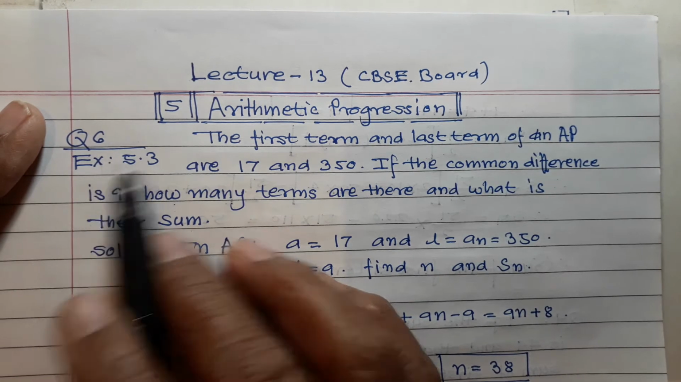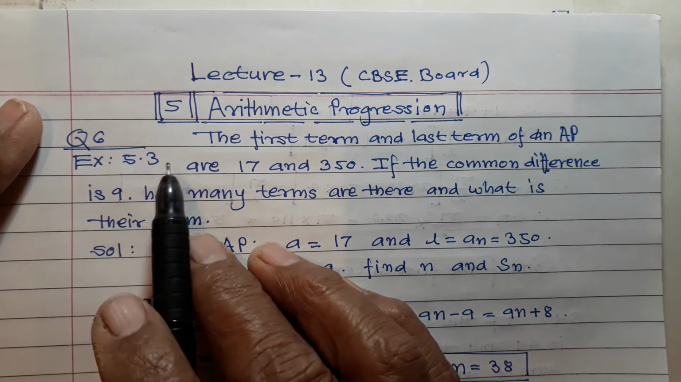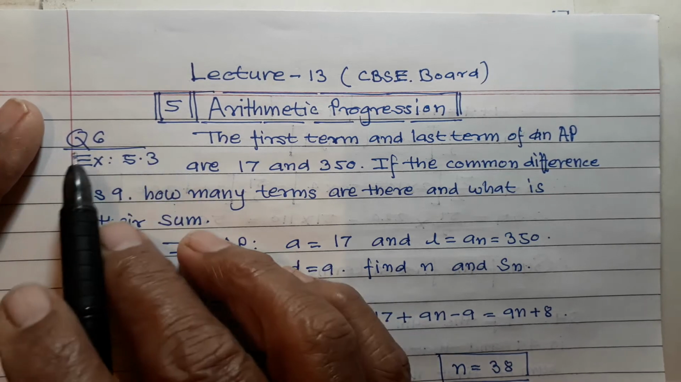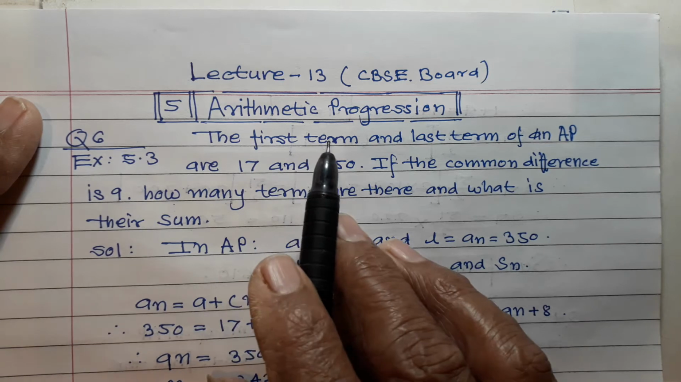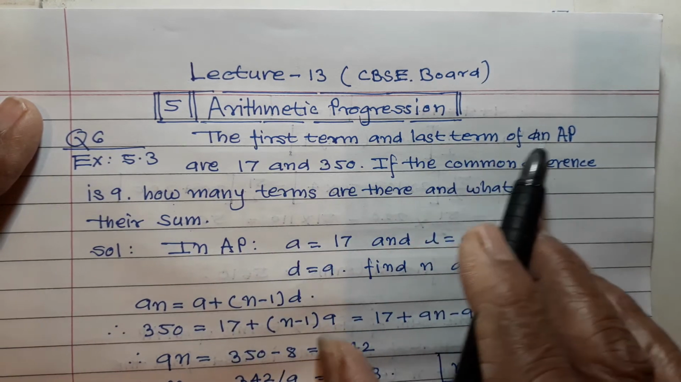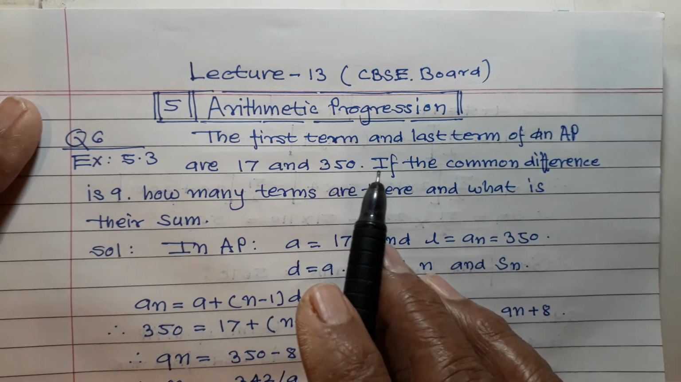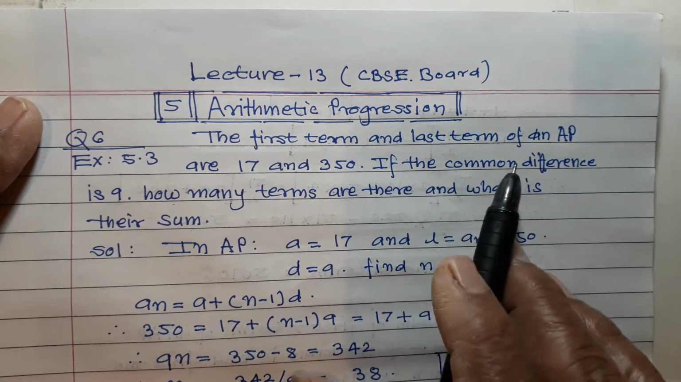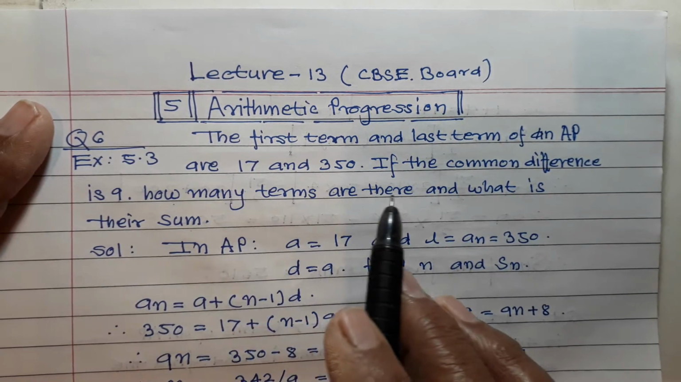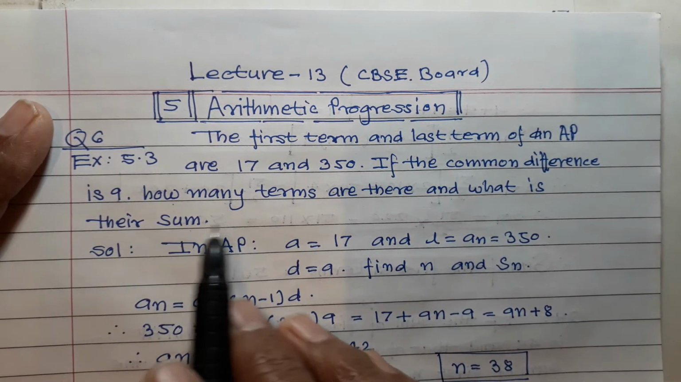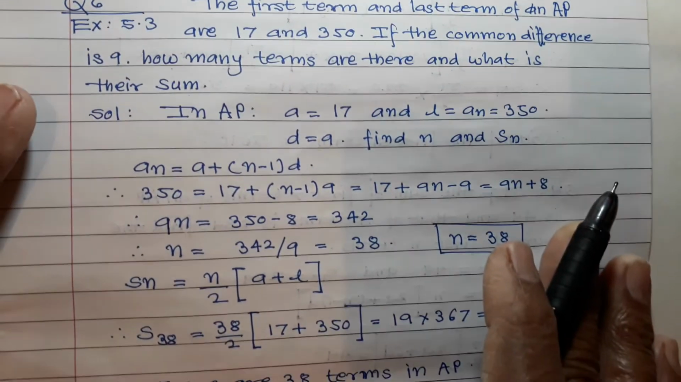In this lecture, I am going to explain some examples from exercise 5.3. Question number 6. The first term and the last term of an AP are 17 and 350. If the common difference is 9, how many terms are there and what is their sum? Okay. Now try to understand.